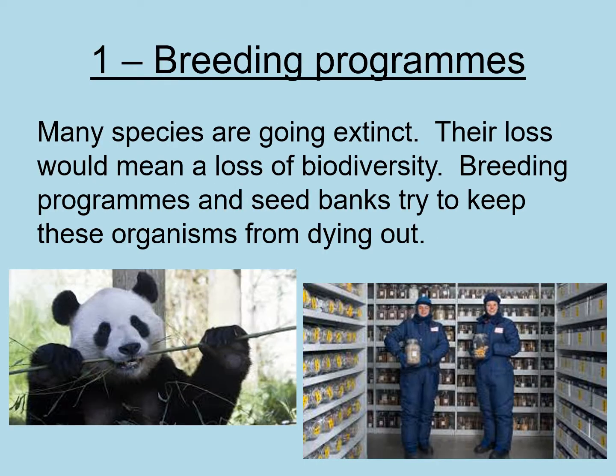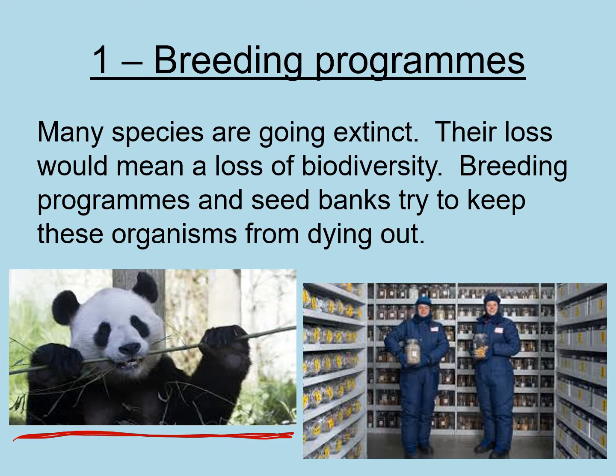So the first thing we're going to look at is breeding programs. So many species are going extinct, they're dying out in the wild. Their loss would mean a loss of biodiversity. So breeding programs and seed banks try to keep these organisms from dying out. So we've got two pictures here. On the left we have this panda. This is one of the pandas at Edinburgh Zoo, and there are many panda breeding programs.